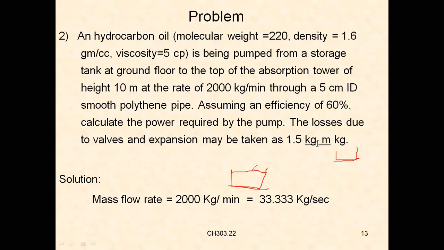The tank is at the ground floor and the absorption tower is at a height of 10 meters. That is, from here, by using a pump, you are transferring the solution to here. So this will be taken as station 1 or station A, and the delivery end is taken as station 2. Between these two stations, we'll apply the Bernoulli's equation. Between these two, station 1 and 2, we'll apply the Bernoulli's equation.